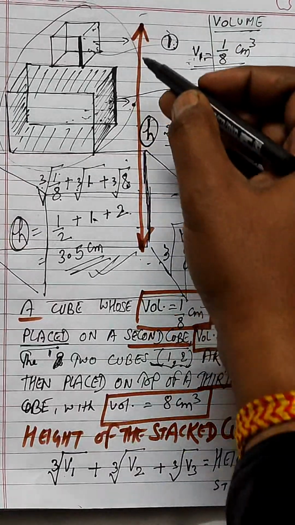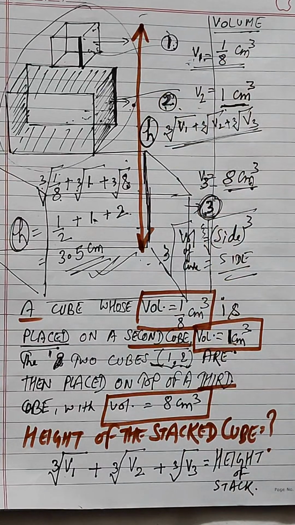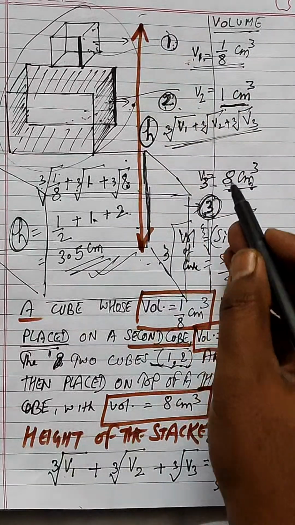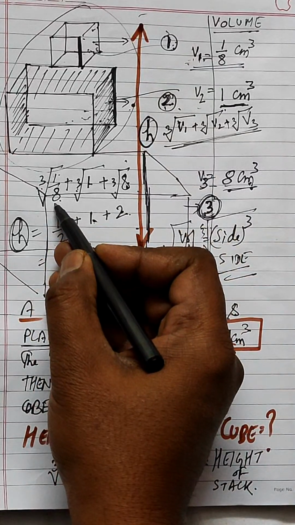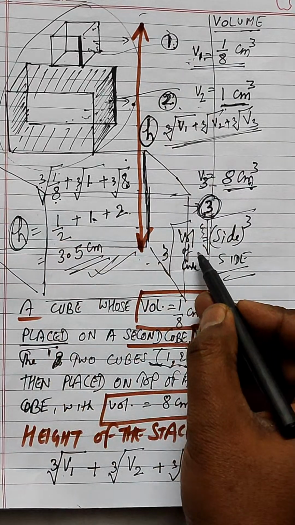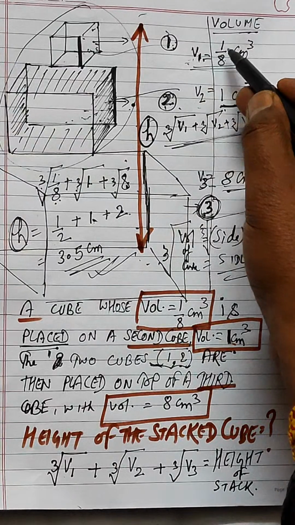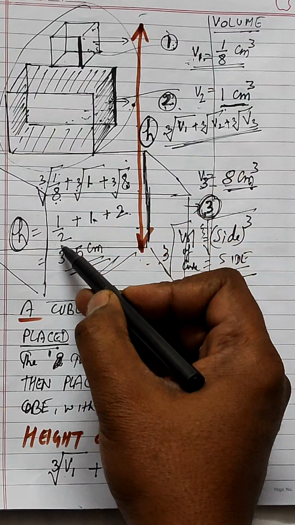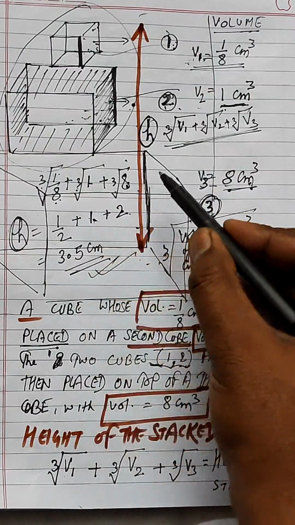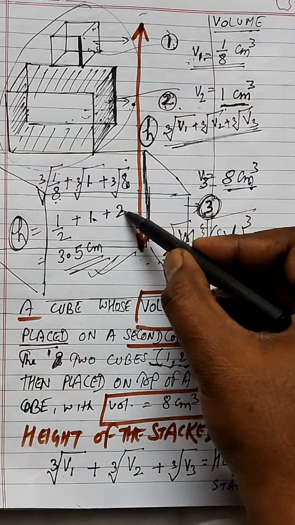So the height of the first cube can be taken as the cube root of its volume, because the cube root of the given volume will give you the side of the cube, right? So the cube root of V1 will give you 1 by 2, the cube root of V2 will give you 1, and the cube root of V3, that is the biggest cube volume, will give you 2.